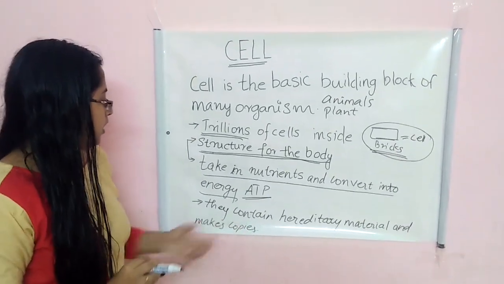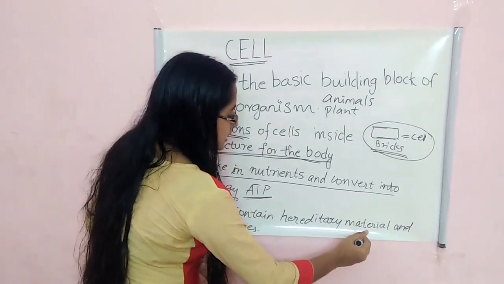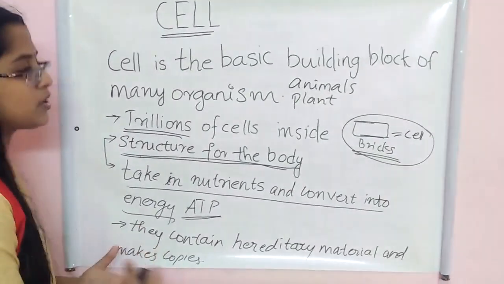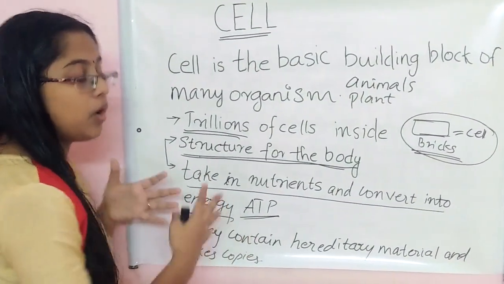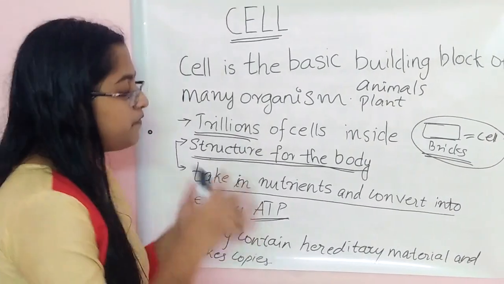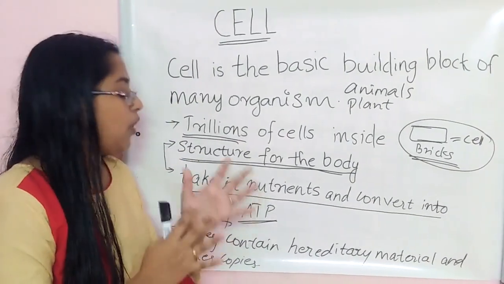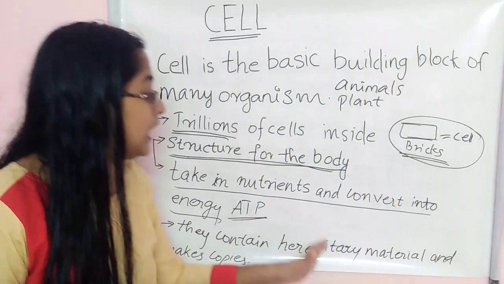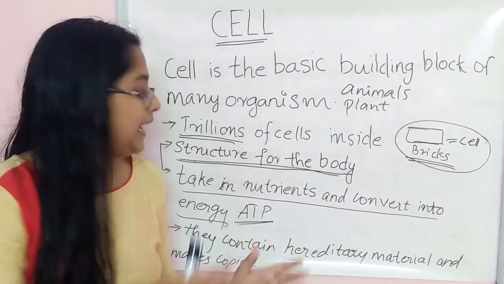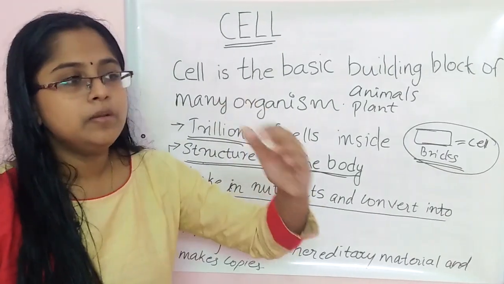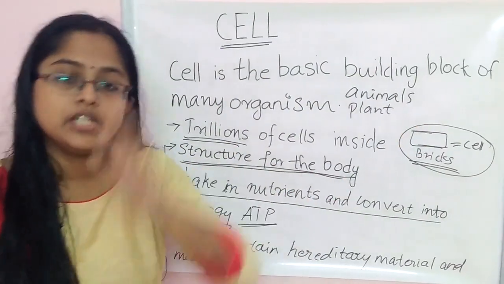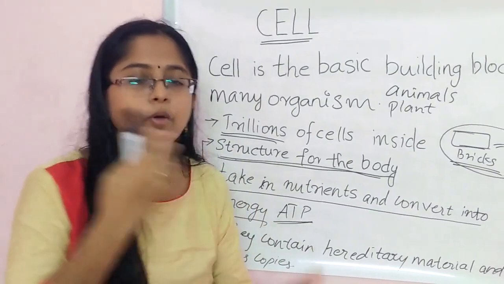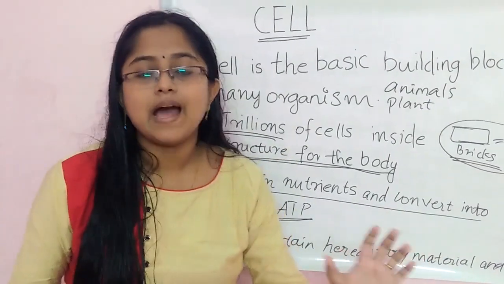The third one is that they contain hereditary material and make copies. What is hereditary material and what is a copy? It is all based on molecular biology and genetics, a very mysterious branch of science. Hereditary material means a hereditary factor, which is transferred from one generation to another. Probably you may have heard from your parents that you have the same character as your father.